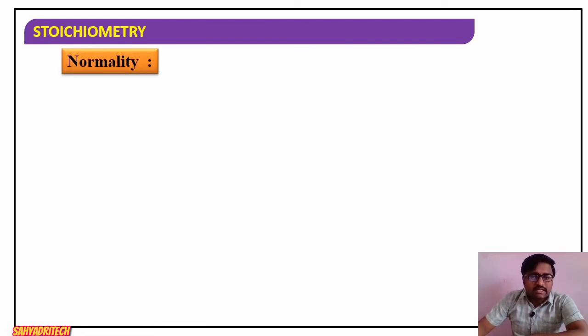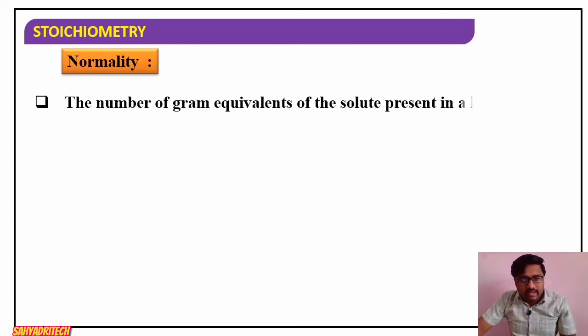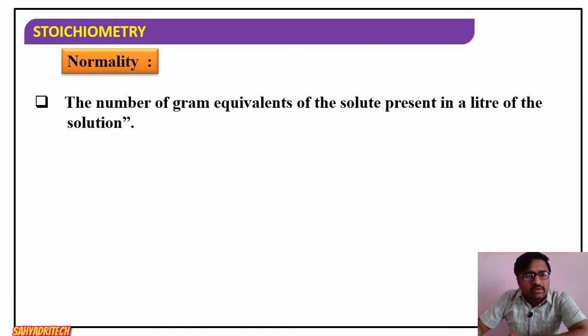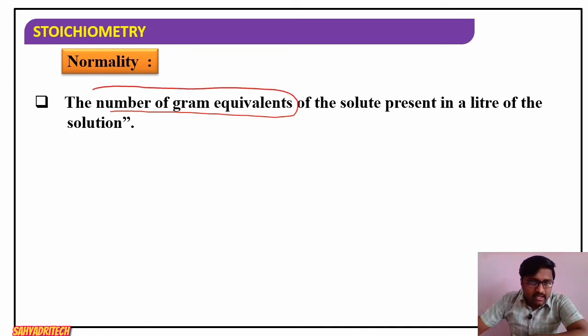Then coming to the next concentration term, what is that? Normality. Normality is one of the outdated concentration terms. Well, let us try to understand it. So what does normality mean? Normality is nothing but the number of gram equivalents. We already know how to calculate equivalent mass, right? So normality is related to the equivalent weight of the species. Normality is equal to the number of gram equivalents of solute present in 1 liter of a solution.